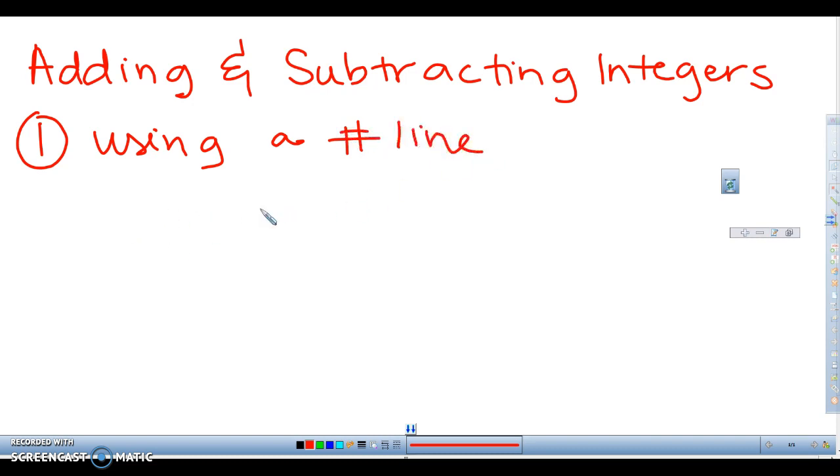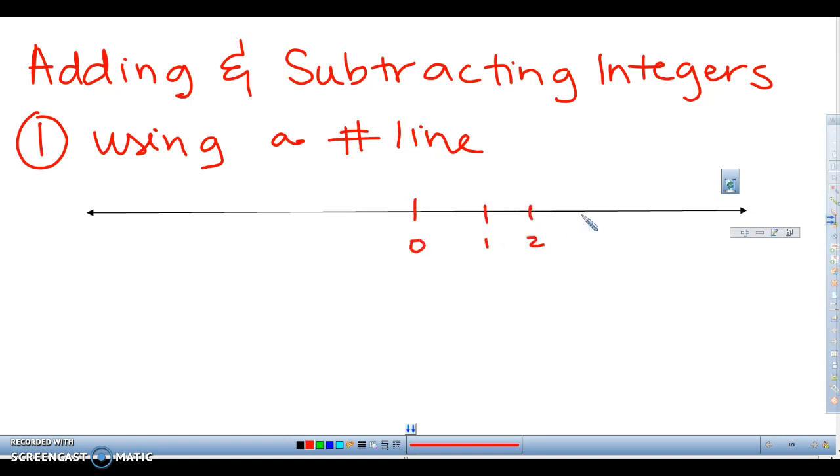Okay, so I'm going to draw my number line, which is super duper straight. And of course I put 0 in the middle and my positive integers on the right and my negative integers on the left. And y'all know how to do this already, hopefully.